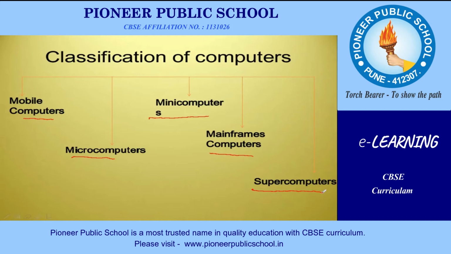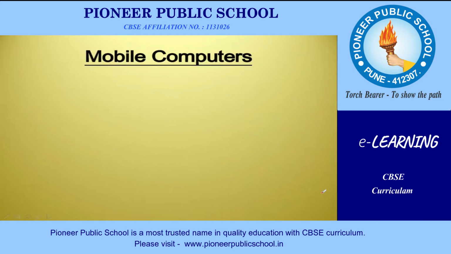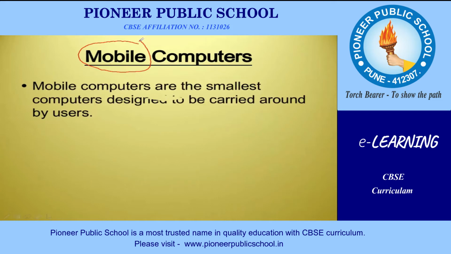So our first category is mobile computer. The name mobile itself defines the computer. Mobile means we can move here and there with the computer. So can you tell me which devices are these? Mobile computers are the smallest computers designed to be carried around by the users. So this is the first benefit of mobile computers.